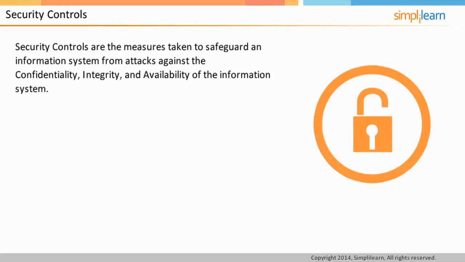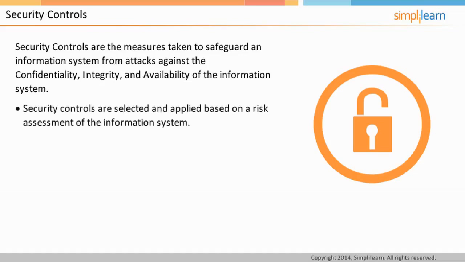Security controls are measures taken to safeguard an information system from attacks against the confidentiality, integrity, and availability of the information system. The common term of confidentiality, integrity, and availability is CIA. Note that the terms safeguard and countermeasure are sometimes used as synonyms for security control.